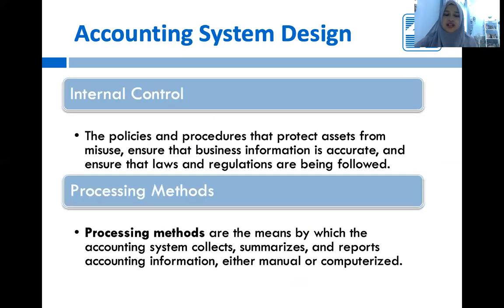Okay, there are two elements in the design of an accounting system. First is internal control, and second, processing methods.